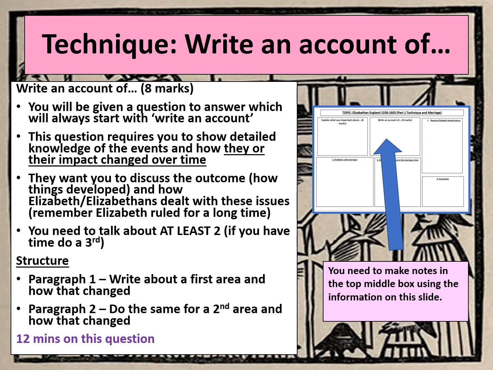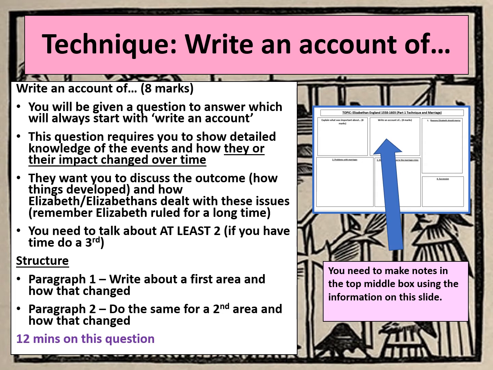This question requires you to show detailed knowledge and of course, as I've already said, show the impact and how that changed over time. They want you to discuss the outcome, how things developed, and how Elizabeth or Elizabethans dealt with those issues. So remember that Elizabeth did rule for a long time. Obviously, if it's something like the Essex Rebellion, you're going to talk about it more in a shorter term because obviously that happened in 1601.